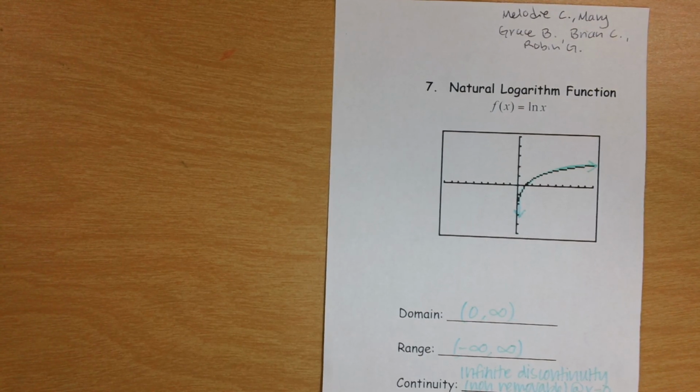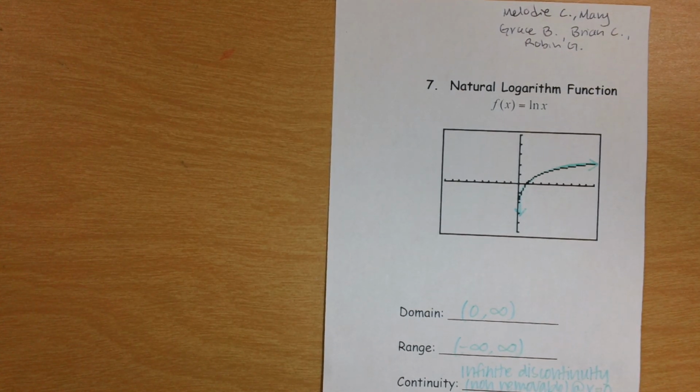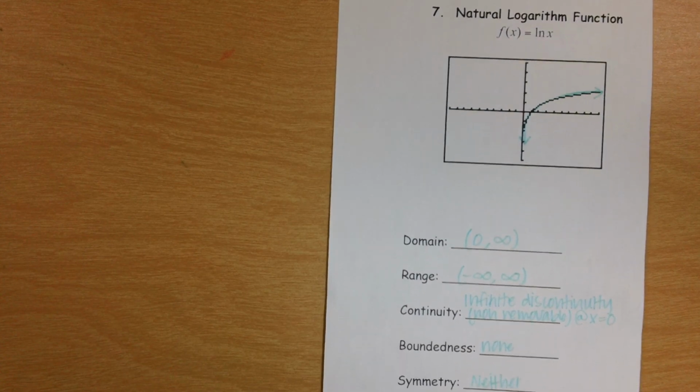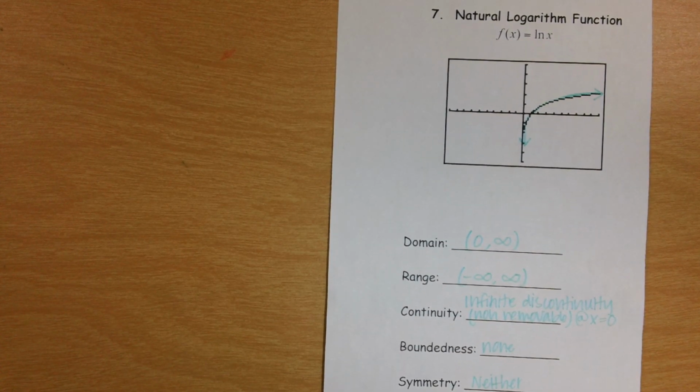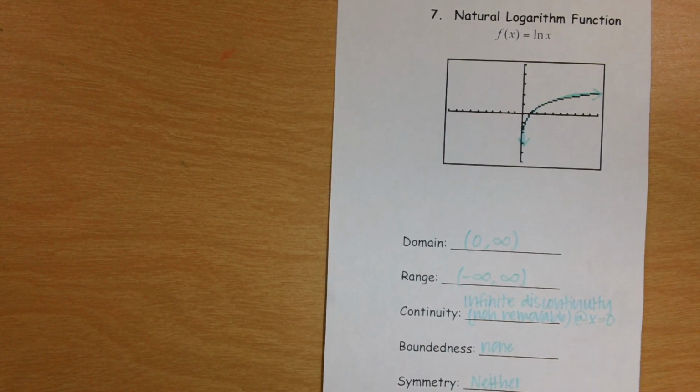Since it also doesn't have any holes or horizontal asymptotes, it continues on indefinitely on the graph. The function has a non-removable infinite discontinuity at x equals 0 because the function has a vertical asymptote of x equals 0 and its lines go on infinitely. The function is not bounded because its lines are vertically ongoing.